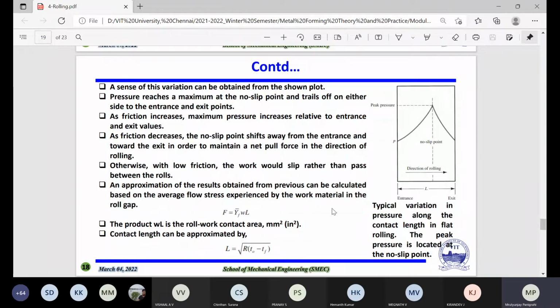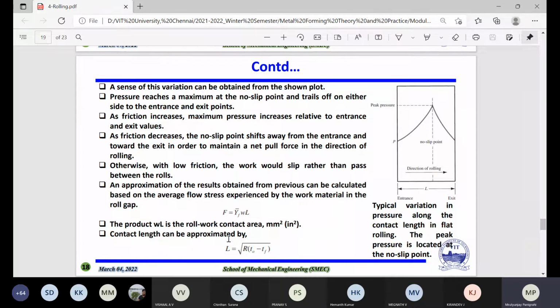Okay, so now if you want to find out the roll gap, the force you have already calculated. The approximation of the results obtained previously can be calculated based on the average flow stress. So F equals the flow stress times W times L. The product WL is the roll work contact area, because this is the width times the length. So this is known as the contact area.